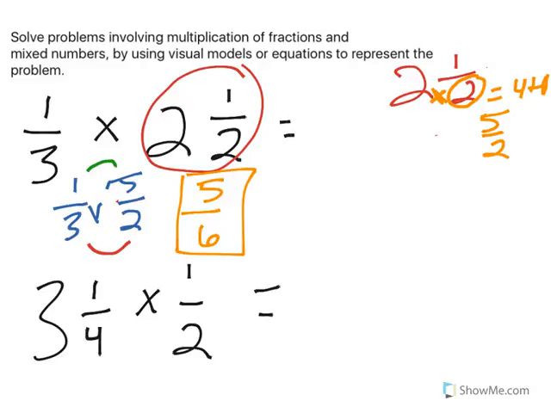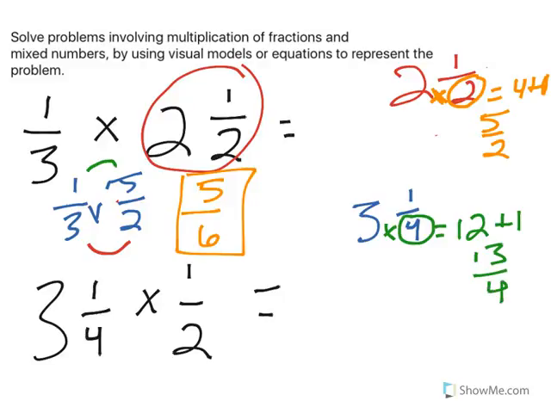So we have to convert the 3 1/4 into an improper fraction. So we have 3 1/4. Multiply the whole number by the denominator to get 12. Then add the numerator to this number. So 12 plus 1 is 13, all over the old denominator, which is 4.